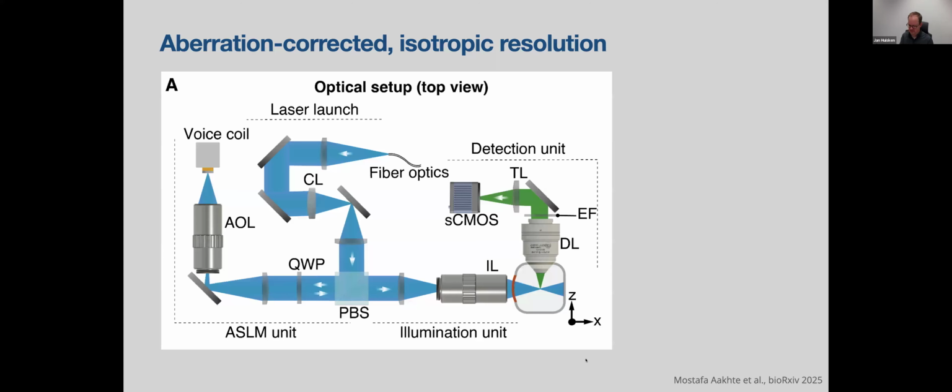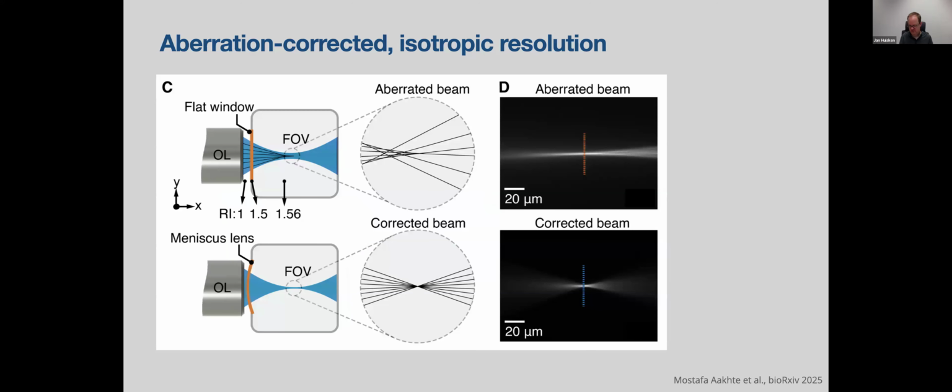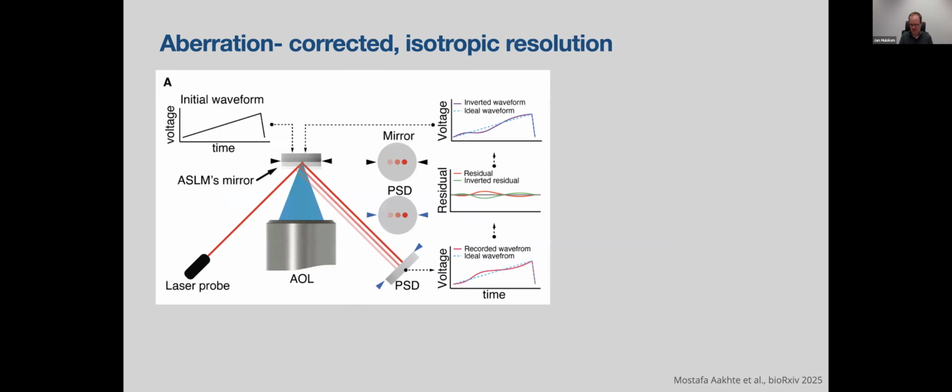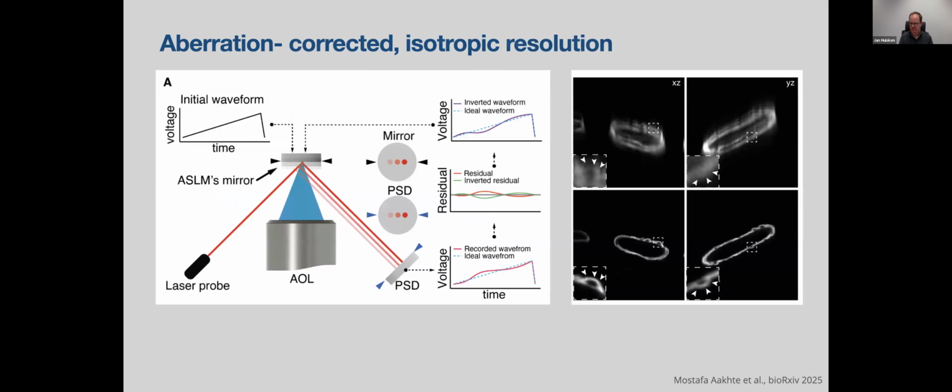And this system, this is depicting the meniscus lens and also a concave mirror we use to correct for field curvature. And also a real-time feedback system on the remote focusing unit. But ultimately, what this gives us is isotropic resolution. And that's really the holy grail in microscopy.